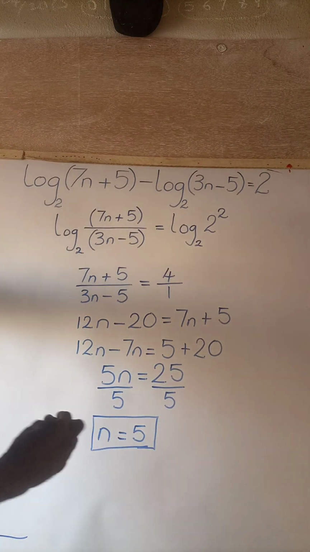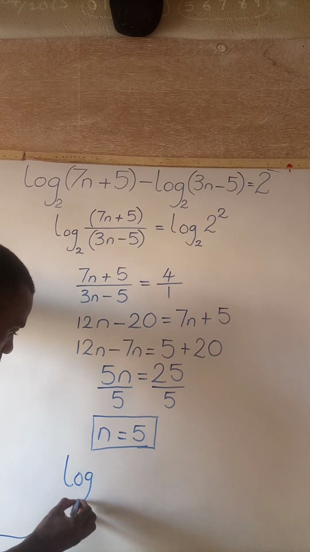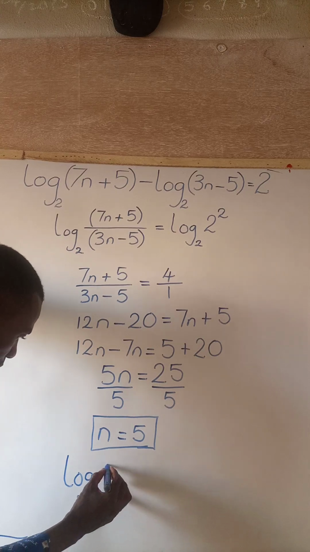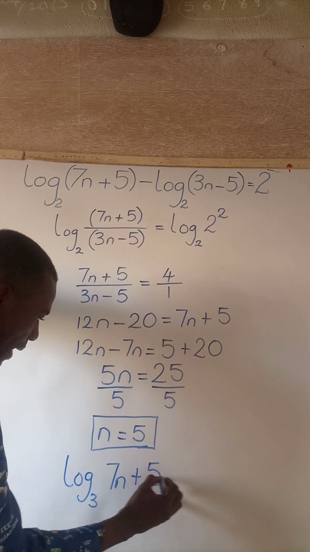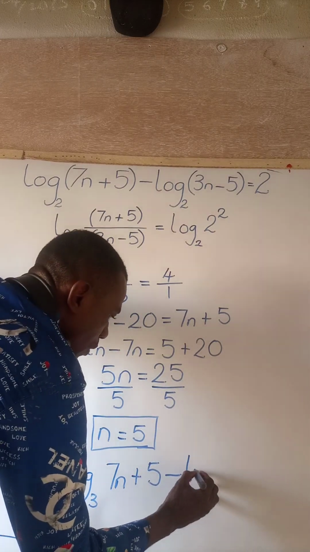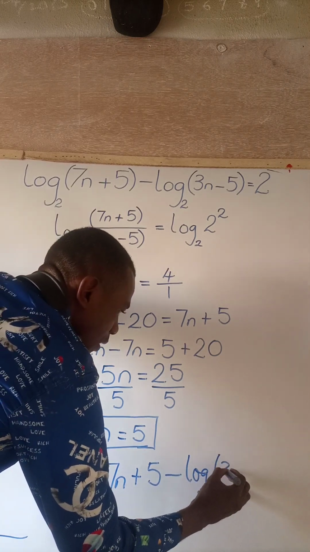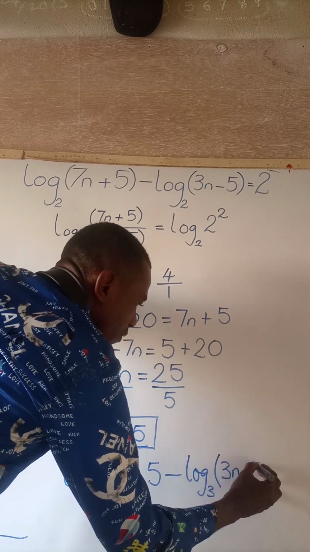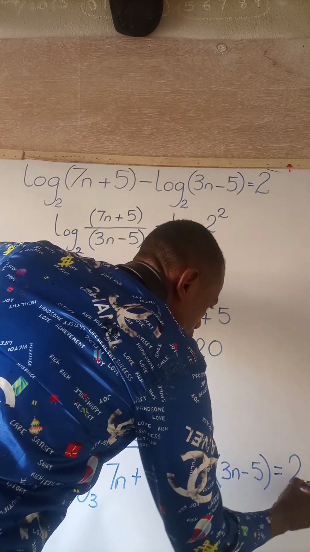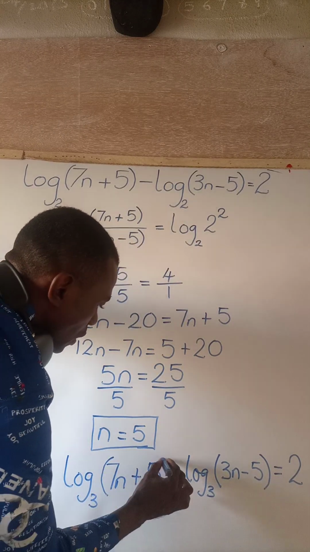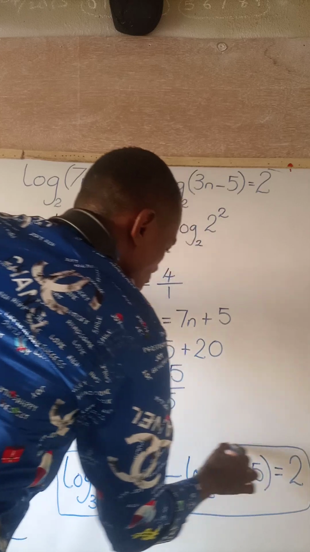So you can practice this. Let's just assume now that they gave you this: practice this. If we have log in base 3, 7n plus 5, minus log in the same base, base 3, 3n minus 5, equal to 2. You can practice this very question that we have here now, and drop your answer in the comment section.